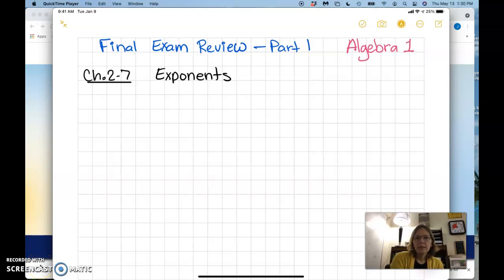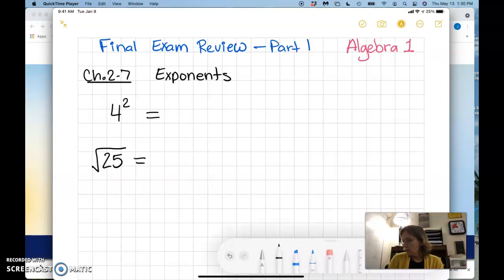Okay, final exam review part 1. We're starting at the very end of chapter 2, and the section is on exponents. For this section, all you're going to have to do is two different things. You're going to have to tell me what something squared equals, or you're going to have to go in the opposite direction and tell me what the square root of a number equals.